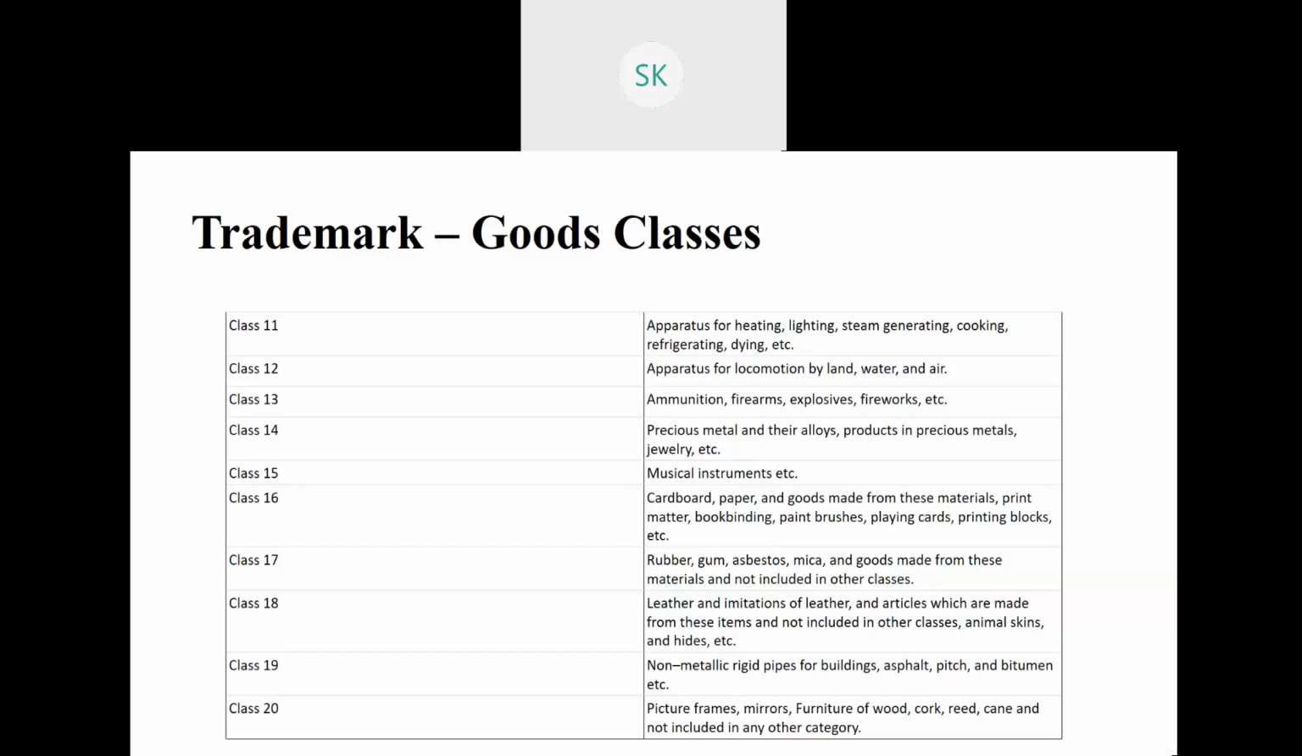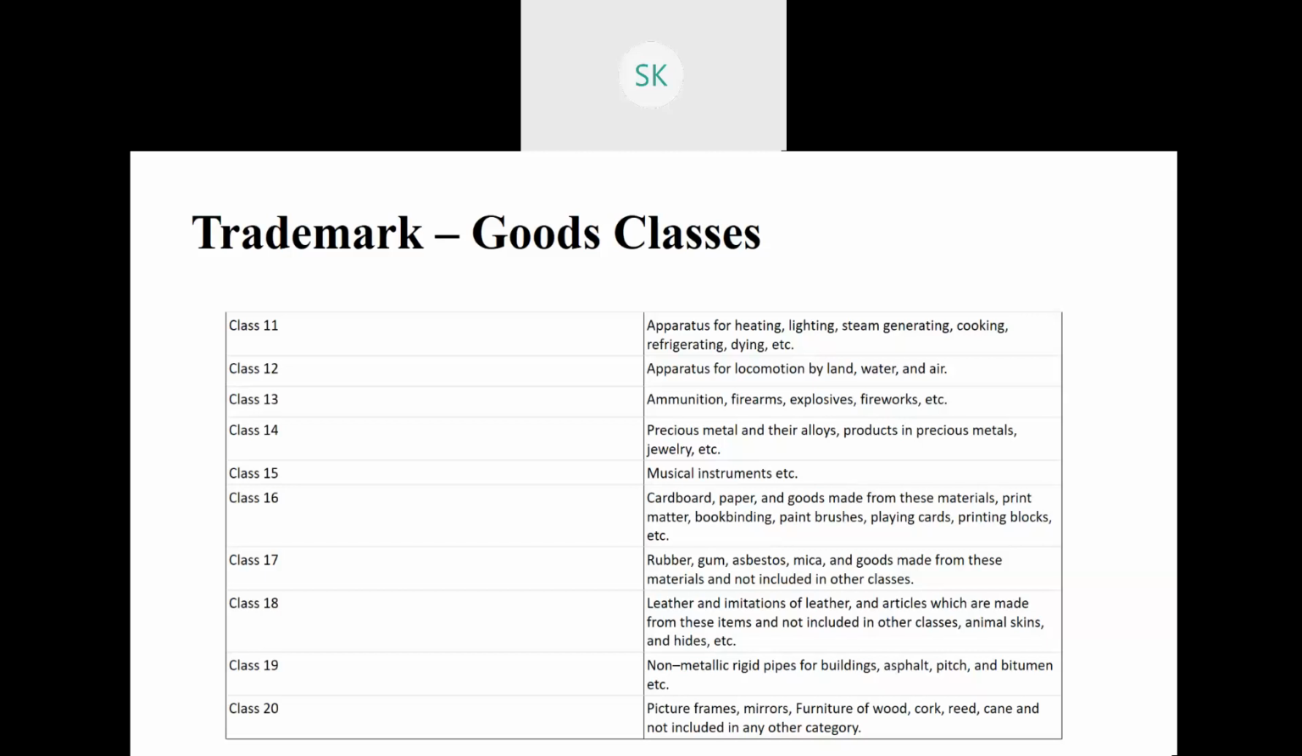Then coming towards class 14, the precious metals and their alloys, products in precious metals, jewelry. Class 14 generally consists of precious metals which are rare, like gold, platinum, silver. These are the metals which are precious because they are rare. So they are classified under class 14 of the goods classes in the trademark system.